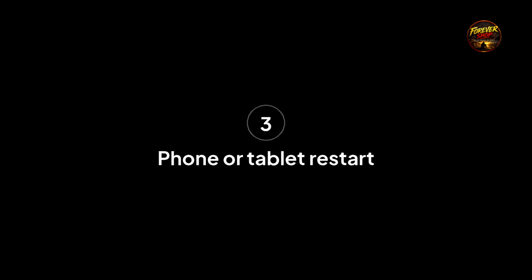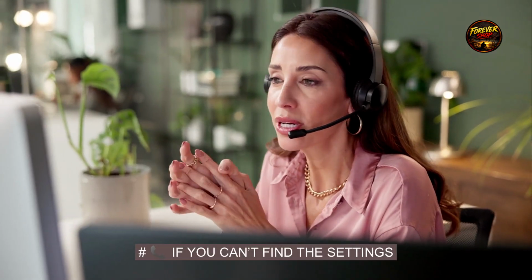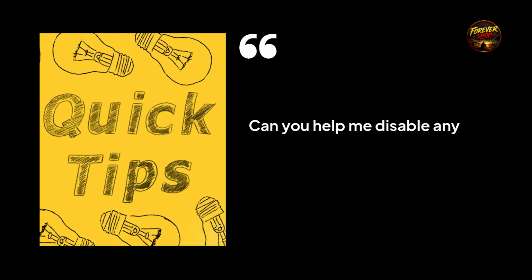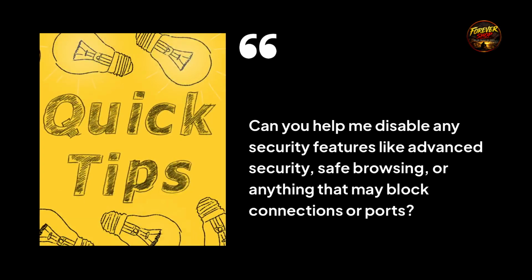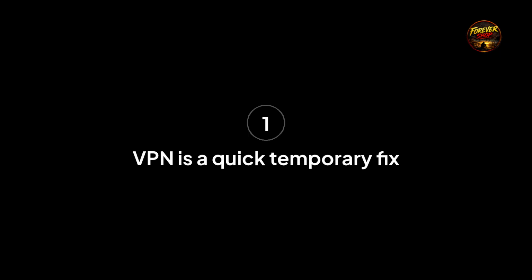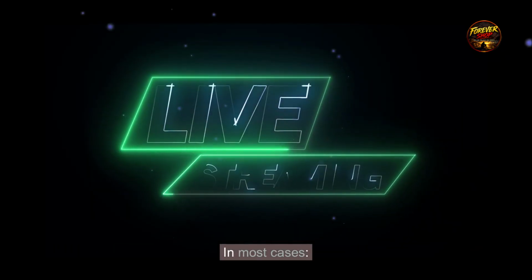If you can't find the settings, contact your internet provider and say, "Can you help me disable any security features like advanced security, safe browsing, or anything that may block connections or ports?" Final tips. VPN equals quick temporary fix. Turning off security features equals long-term fix. In most cases, turning off these features solves 80 to 90% of streaming issues.